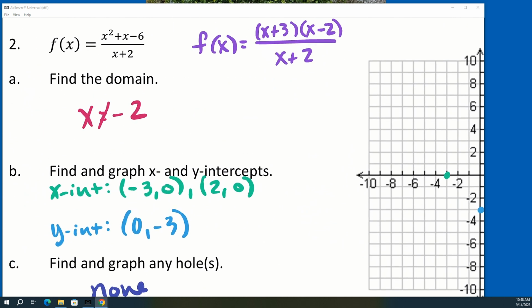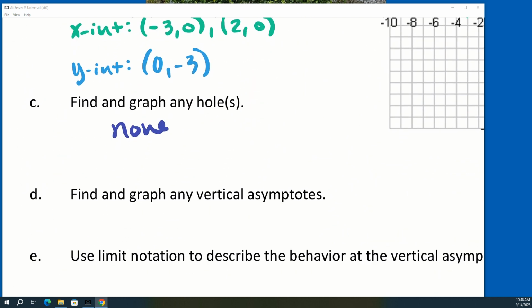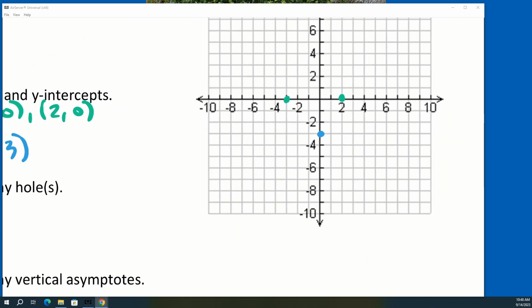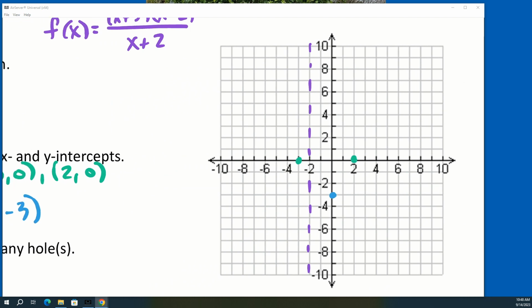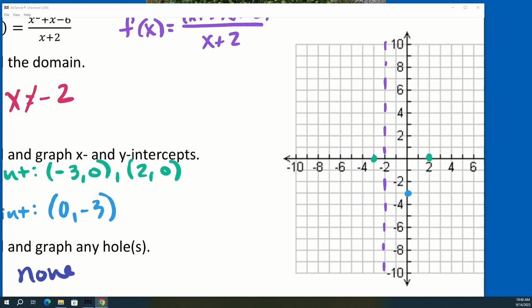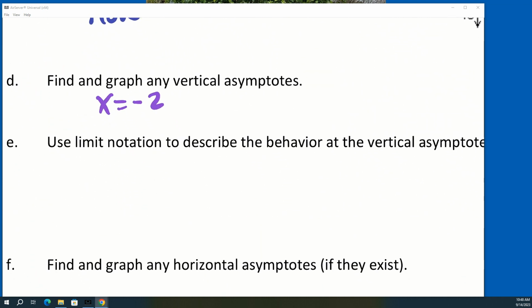All right. Is this graph going to have a vertical asymptote? Yes, that's the -2. So anytime something is not in the domain on a rational function, it's either a hole or a vertical asymptote. So to graph this vertical asymptote, I'm just going to do a dashed line when x is -2. All right.